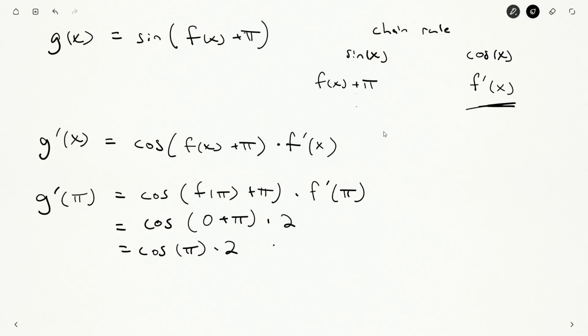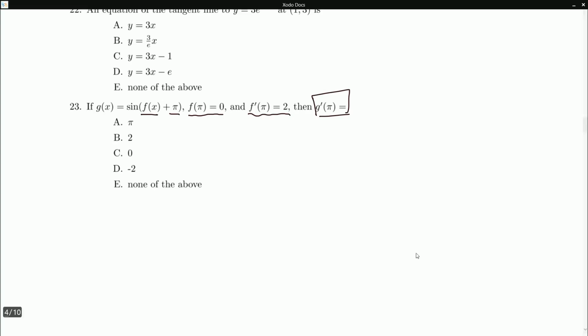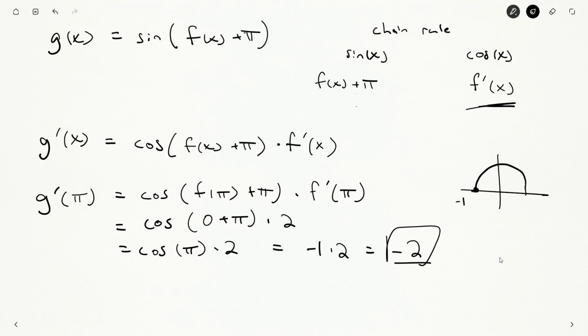What's cosine of pi? We have to remember, and if we need to, we can go back to our circle definition. Pi is 180 degrees around here. So that would be this point here. What's the x-coordinate? Minus 1. So minus 1 times 2. Our answer is going to be negative 2. And that's going to be D down here. So D is the answer to 23.